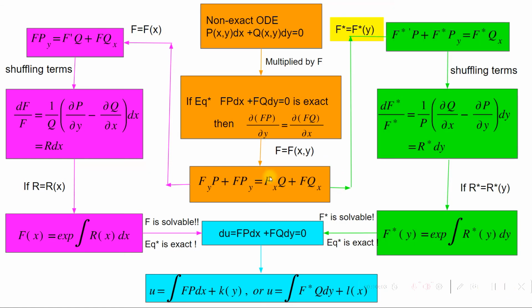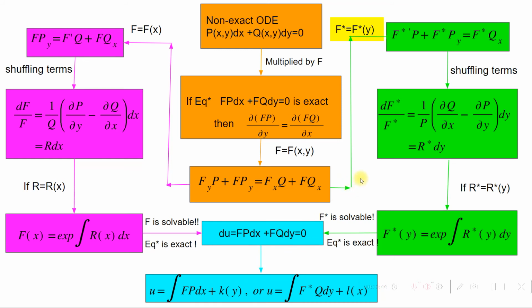So previously, by setting f as a function of x, we simplified the partial derivative equation into a simpler one. And if the r of x function exists, f will be solvable, proving that this equation star is exact. So we can get the solution u function by simply integrating.